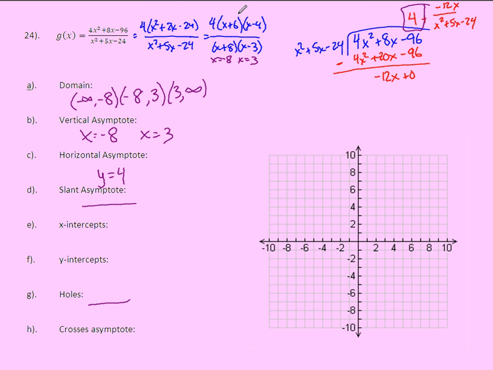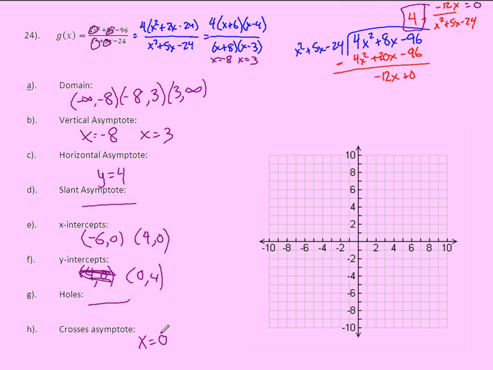X-intercepts: the top equals 0, so that happens at x equals negative 6 and when x equals positive 4. For my y-intercept, when I plug in 0 everywhere, all I'm left with is negative 96 over negative 24. When I divide that, I get a positive 4. So x is 0, y is positive 4. And where does it cross the asymptote? That's whenever my remainder equals 0. Negative 12x equals 0 when x equals 0. So I should cross the asymptote at x equals 0.